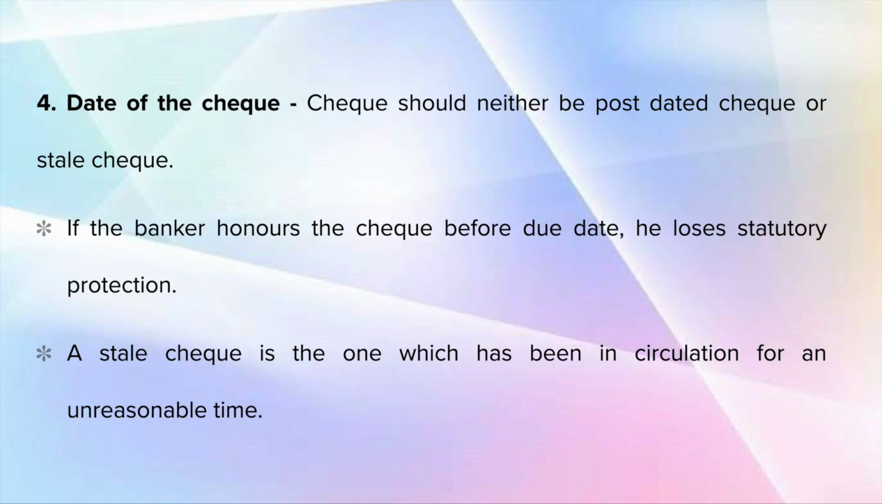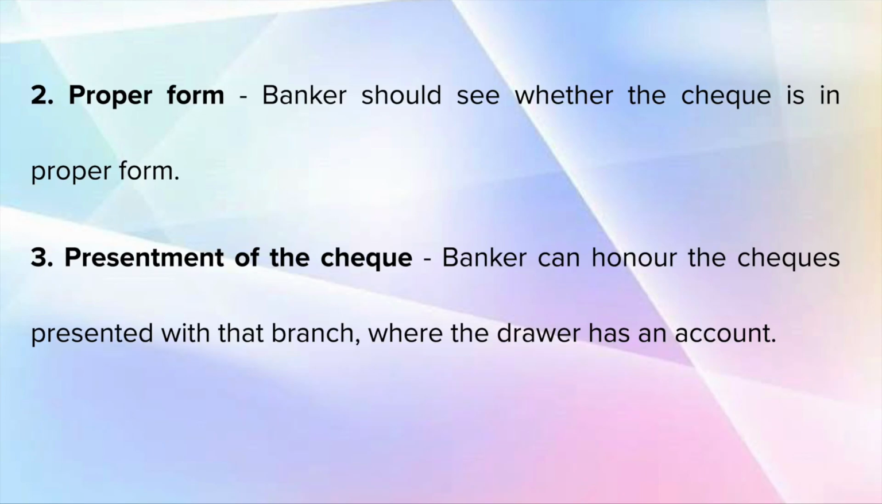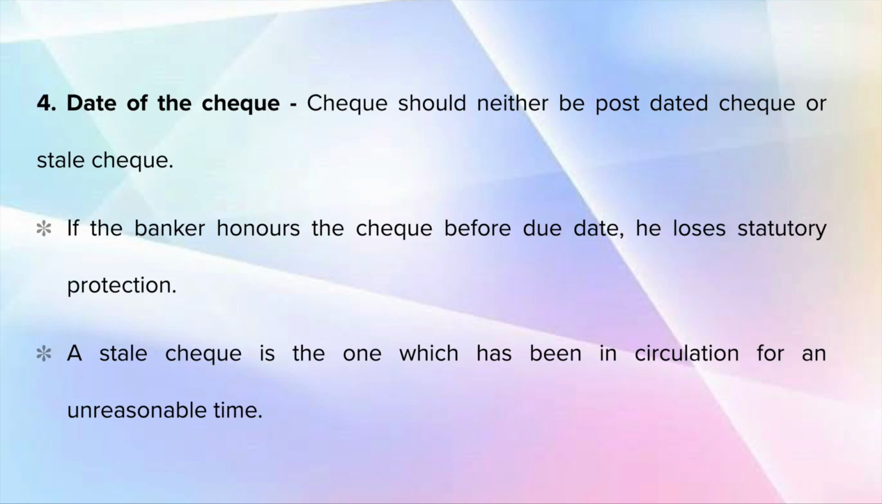So the first four precautions that today we learned were what? Open or crossed check. The paying banker has to verify that. Second, it must be in proper form. Third, it must be presented to the duly branch where the drawer has an account. And the fourth one, date of the check. Clear to all of you? The rest four precautions we will discuss in the upcoming class.